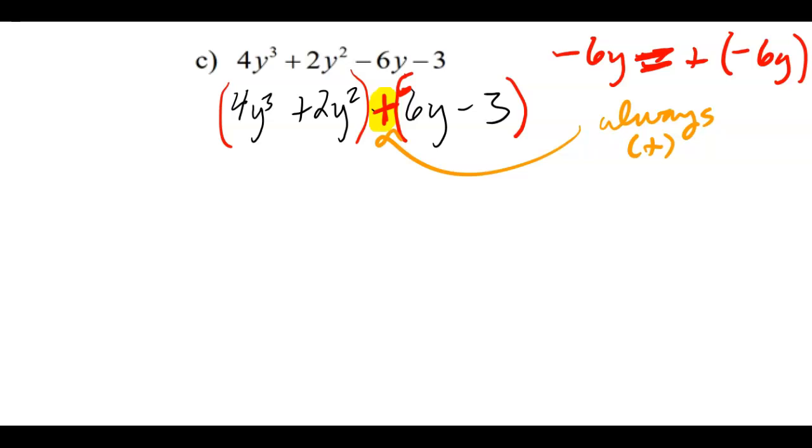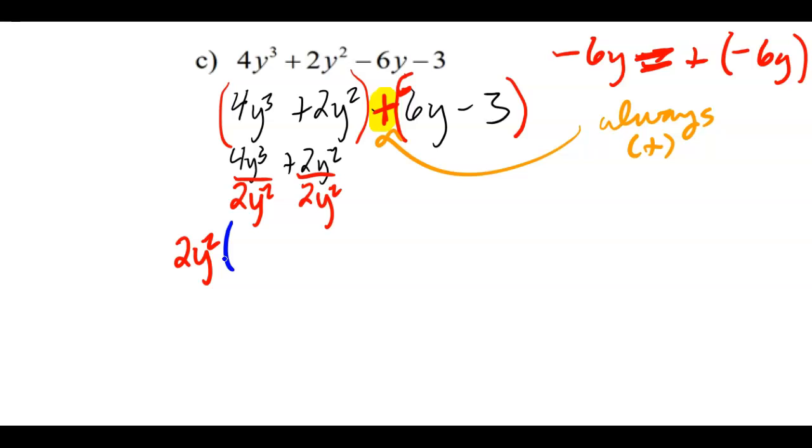So then I just do the same thing I did before. What is my first set? 4y cubed plus 2y squared. Looking for my GCF. 4 and 2, the common number is 2. Y cubed, y squared. I have a y squared on each set. So my GCF for the first pair is 2y squared.